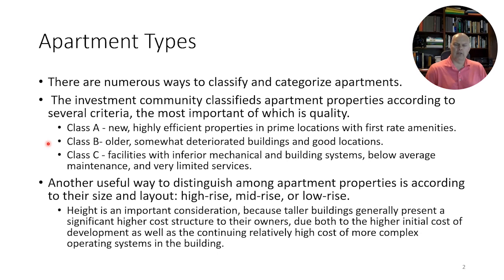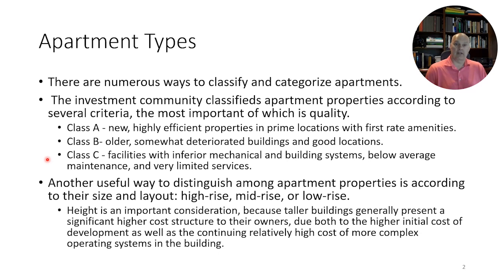Still have probably good solid locations, but it might feel a little bit tired and maybe doesn't offer all the amenities that a Class A building does. And then Class C, typically these are older buildings. They don't have the best locations. They probably have inferior mechanical and building systems and have a sort of below average or tired maintenance feel.